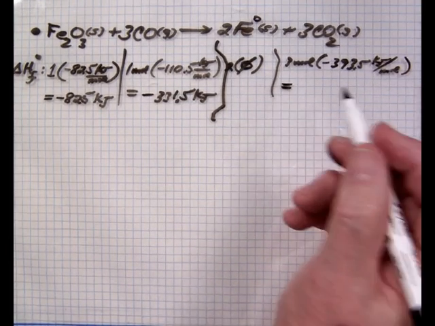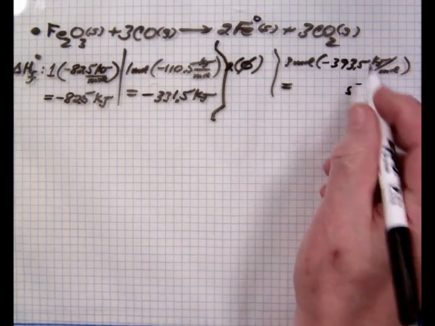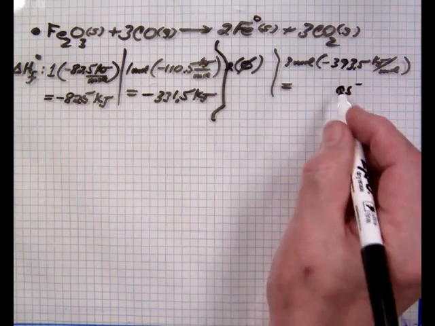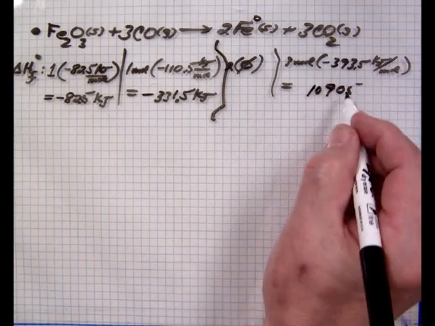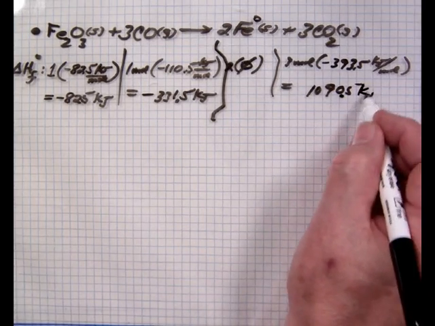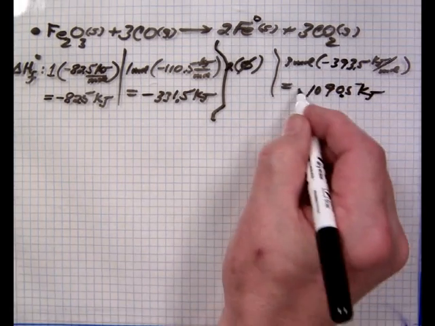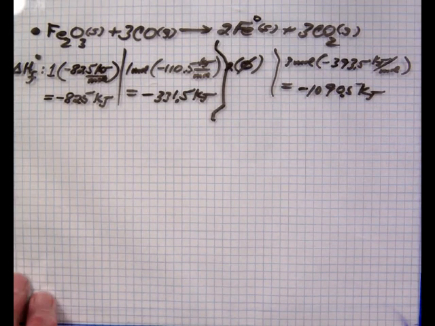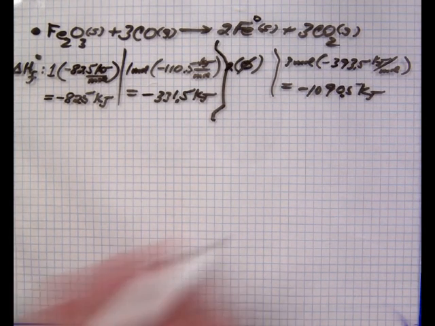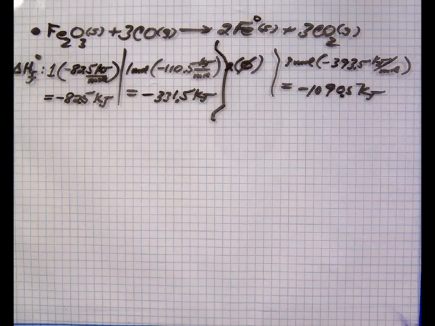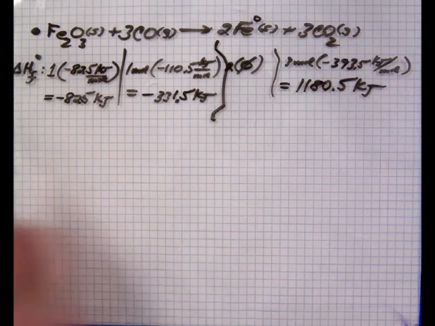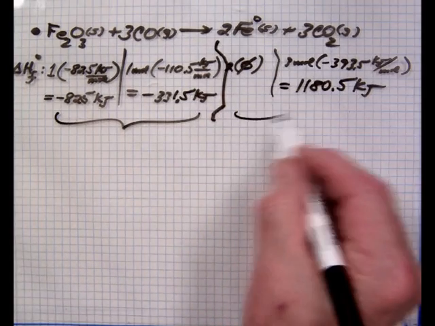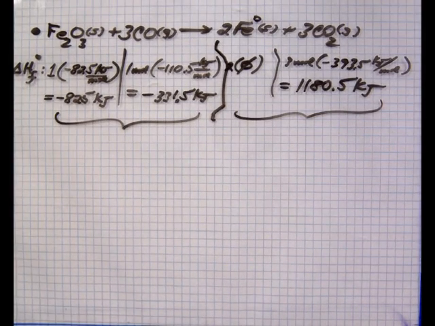Like that, and that comes out to 3 times 5 is 15, 3 times 9 is 27, 1180.5 kilojoules, negative. Anyway, now you identify the reactants and products and then add them together.